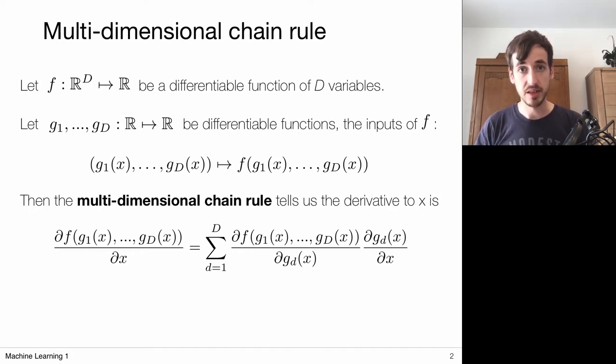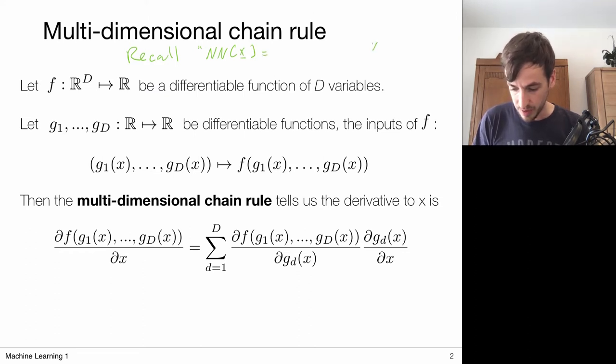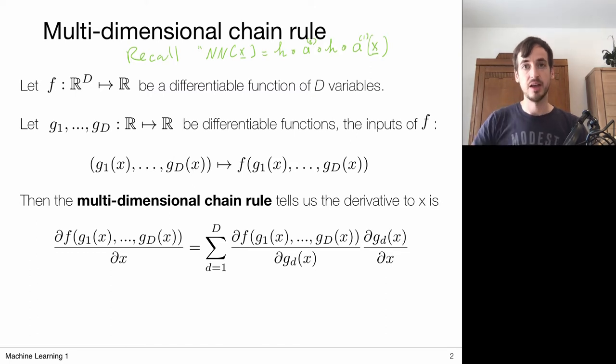Now let's try to translate this to the context of our neural networks. First, start off by recalling that my neural network is actually a nested function. It's a function after function after function, roughly looking like this. So I have a neural network as a function of an input x, and it's obtained by, let's start on the right, first applying this linear transformation in the first layer on x, so that gives me the activations of the first layer. Then we apply some nonlinearity to it, then again some linear transformation of the second layer, then again some activation function on it, and so on.